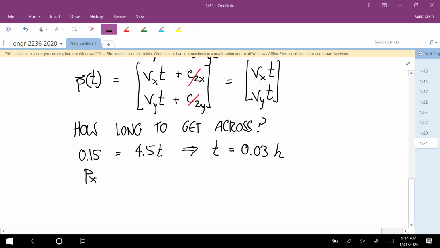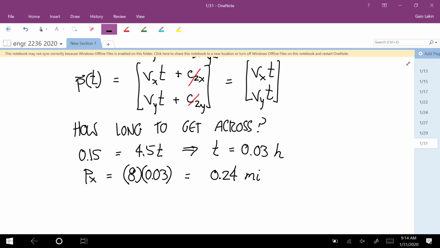So px is equal to 8 times 0.03, and that is 0.24 miles. Is that right? 0.03. Yeah.